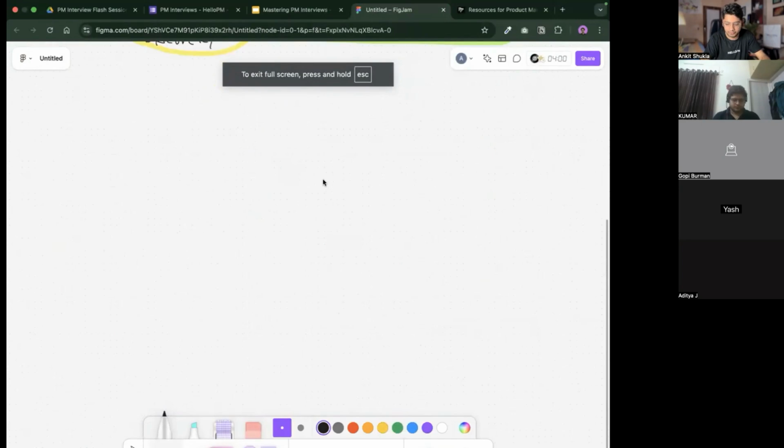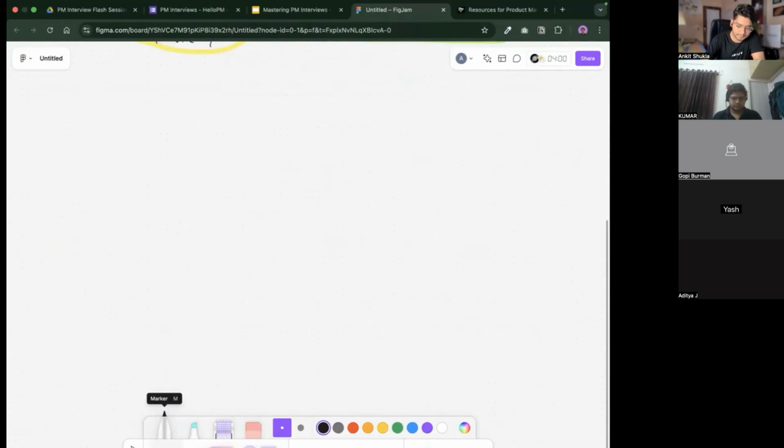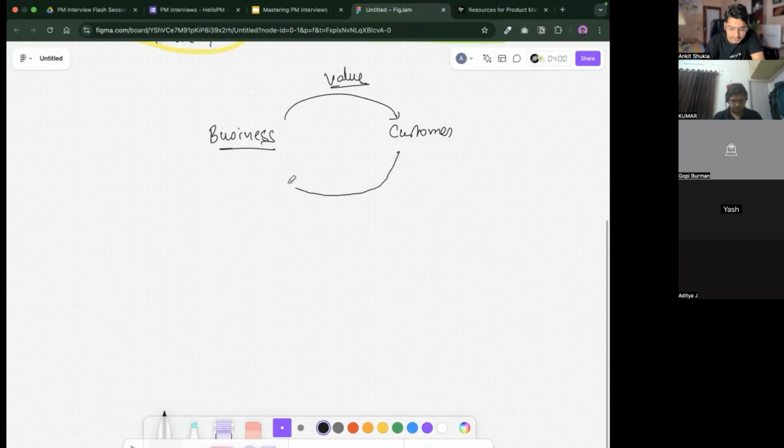Understand the fundamental law of product management. The fundamental law of product management is that every business in the world makes money by giving something of value to the customer. And in return, the customer returns that value with either money or with attention.